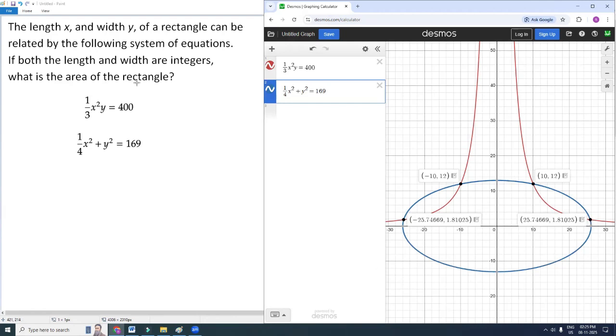Okay, now which one has to be considered to get the values of x and y? The question says both x and y are integers, I mean the length and width are integers, and also the length and width cannot be negative. So now in these 4 points of intersection, we have to consider the point where both the x coordinate and y coordinate are integers, and also both of them must be positive. So there is only one point, that is (10, 12). Here the x coordinate is 10, y coordinate is 12. So both x and y, I mean the length and width, are integers, and also they are positive values.